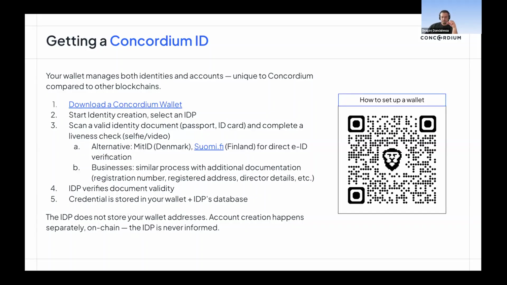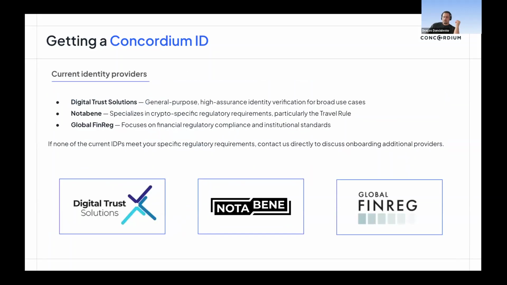So nothing on chain. After you create an account, after you get the identity, you will be able to create an account. After you create the account, the IDP does not store where your wallet address is because the account creation happens separately. Now let's see how that happens.